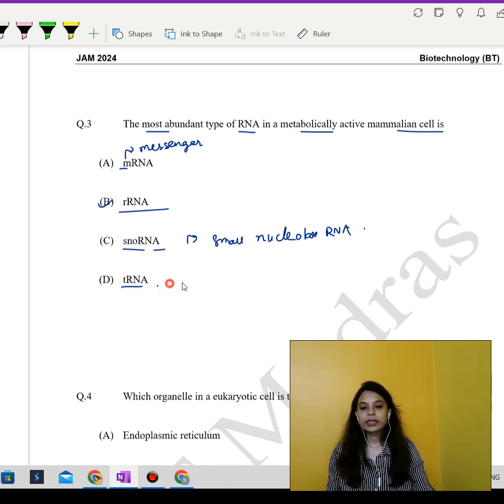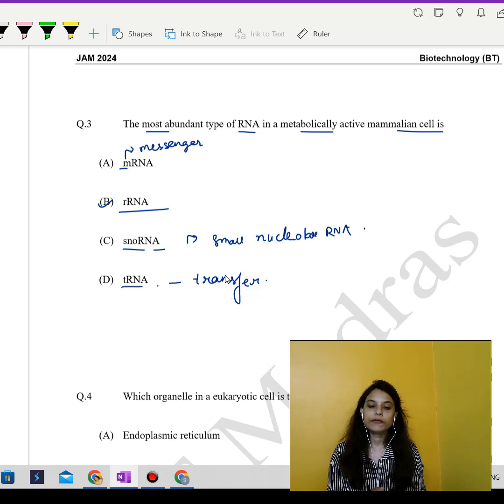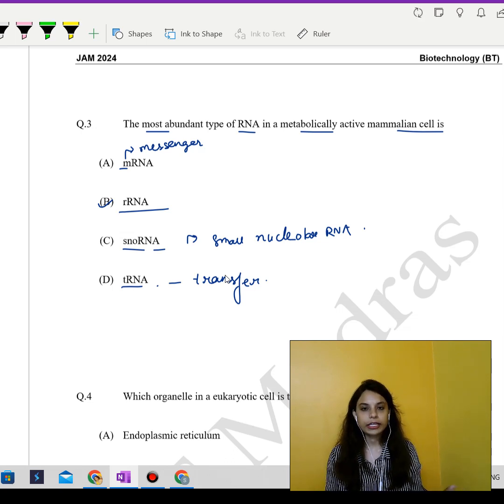Now, tRNA means transfer RNA. It is essential for protein synthesis, but tRNA molecules are still less abundant than rRNA. Their role involves carrying specific amino acids to the ribosome for protein assembly.